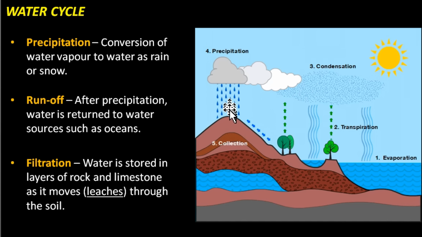So when rain falls, for example, water is going to run off back into streams and rivers and back into oceans. This is just called runoff. And lastly, we have filtration, which is the collection of precipitate or water that is stored in layers of rock and limestone. When the water goes through the soil, that is called leaching.